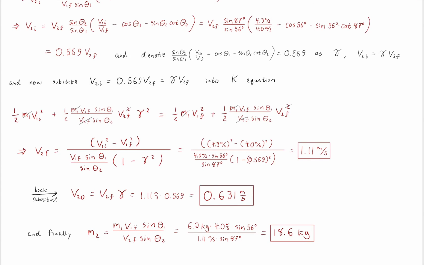And again, that's what made this so tricky, not knowing the mass. That's why it was so hard to work out. And there we go, our mystery mass, 18.6 kilograms. That made those particular angles possible.